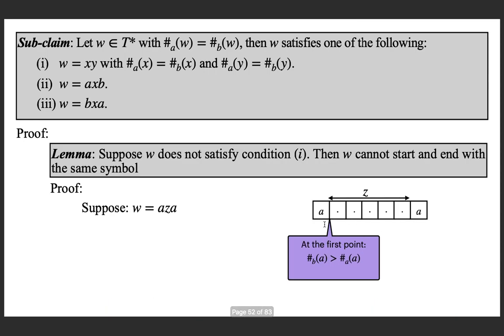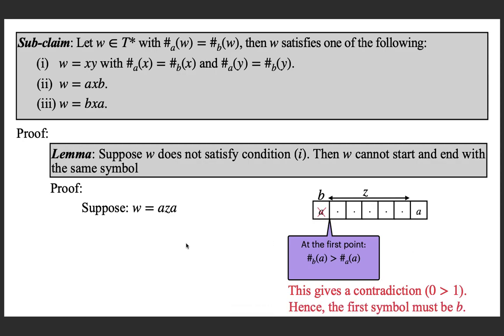So at this point as well, the number of B's is greater than the number of A's, which is a contradiction, because in this string you have 0 B's and 1 A, and 0 is not greater than 1. So we rule this out. The contradiction is that we assumed that it started with A and ended with A, and for this to be true, this must be AB.